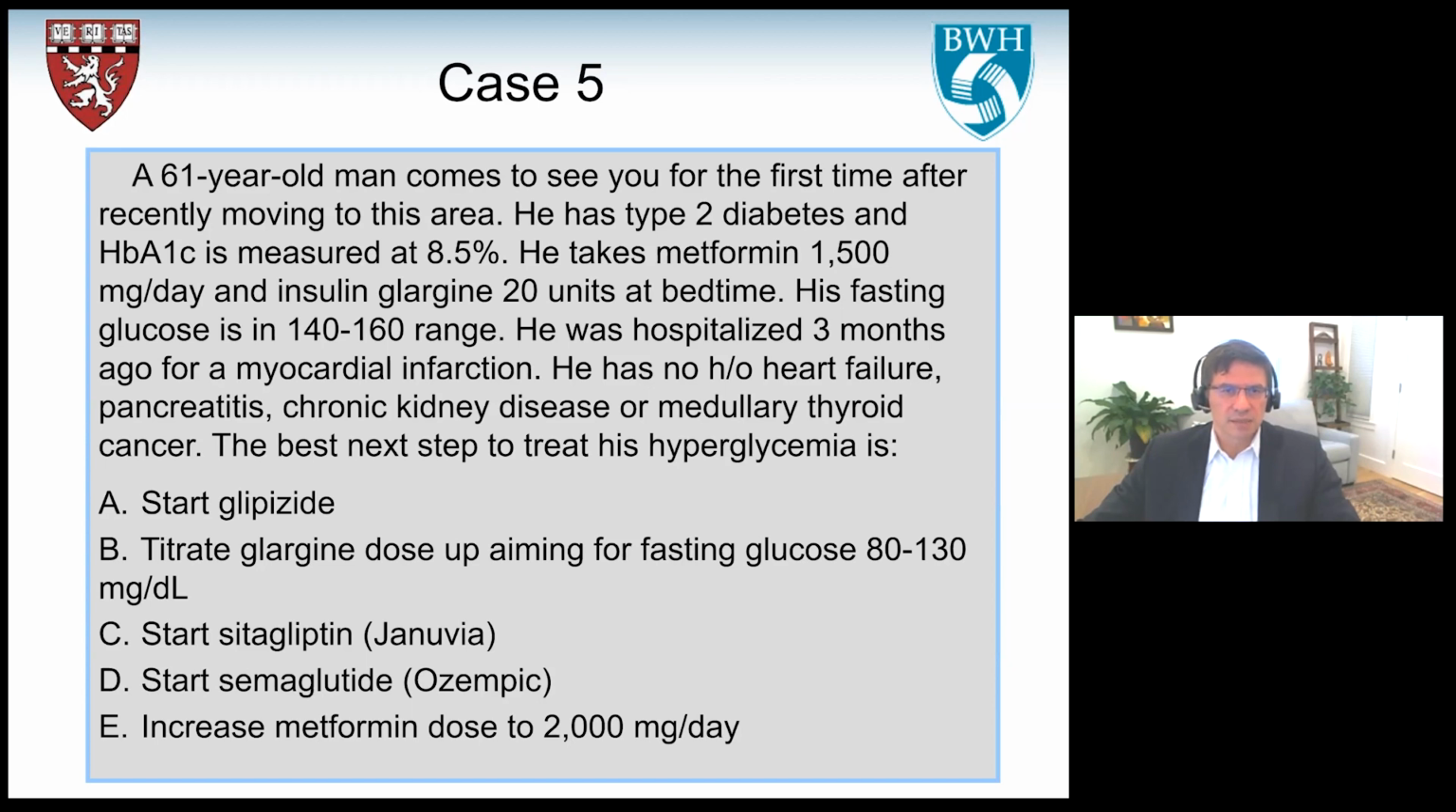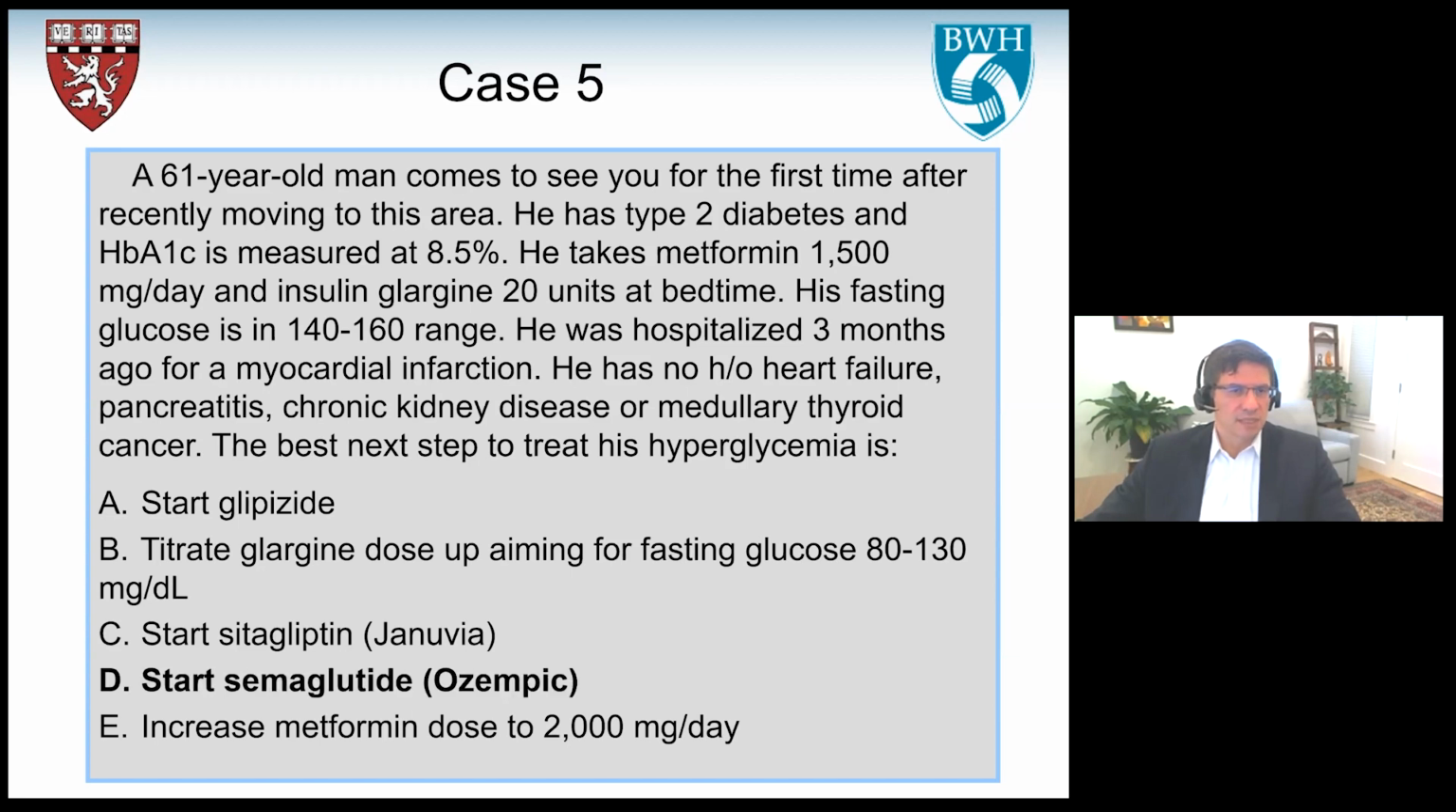The best next step to treat his hyperglycemia is A. Start glipizide. B. Titrate glargine dose up, aiming for fasting glucose between 80 and 100 milligrams per deciliter. C. Start sitagliptin or Januvia. D. Start semaglutide or Ozempic. E. Increase metformin dose to 2,000 milligrams per day.